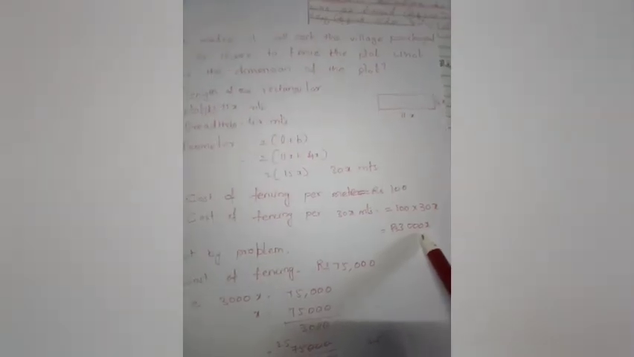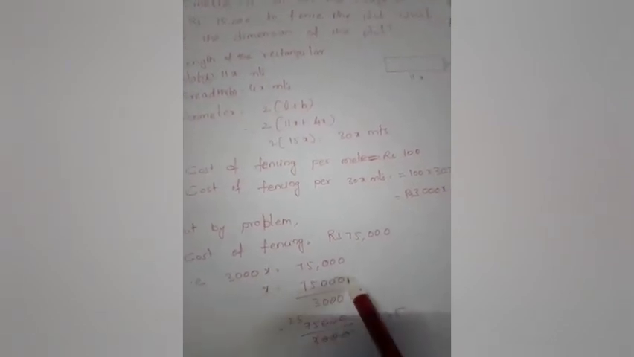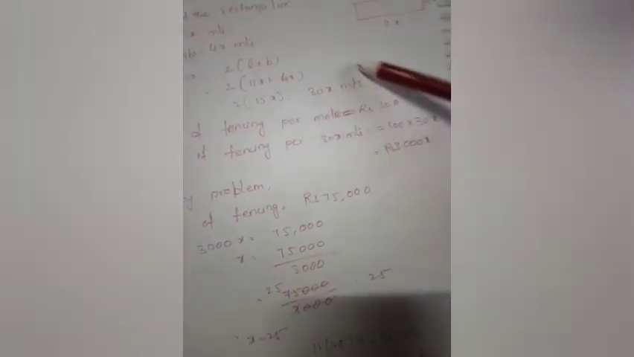Cost of fencing per meter is equal to 100 rupees. How many meters are there? 30x meters. So cost of fencing for 30x meters is equal to 100 into 30x, that is 3000x. This is the perimeter cost. But by the problem, the cost of fencing is equal to 75,000. So this 3000x is equal to 75,000. x is equal to 75,000 by 3000. These three zeros get cancelled. Then 3 25s are 75. So 25 is the answer. x is equal to 25.